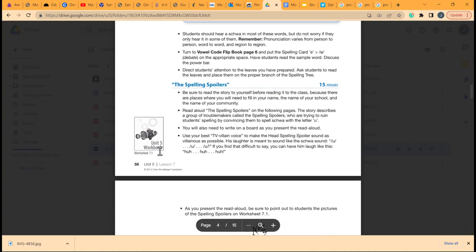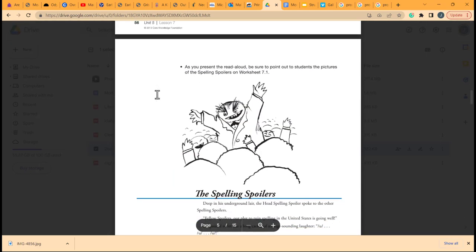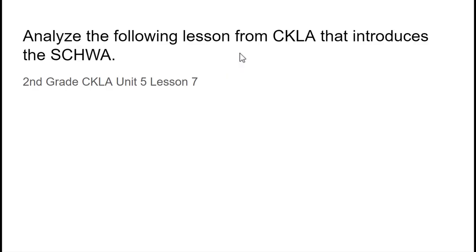And then the story, the spelling spoilers, is where you're going to want to spend most of your time. So go ahead and look that over in the files and then pop back in when you are done. Okay, so I hope that was helpful to see how the introduction to the schwa will take place in second grade, and then they'll continue working with that going on up.